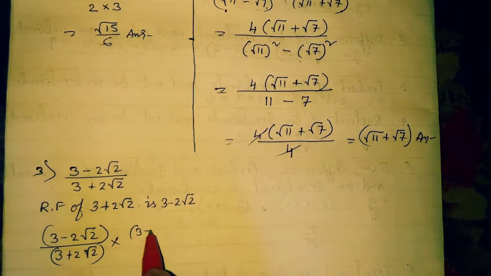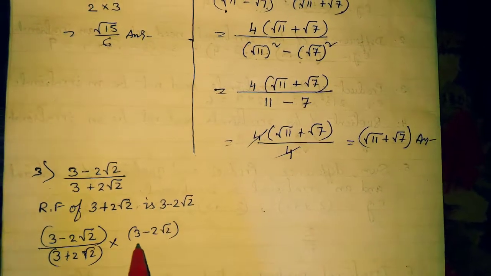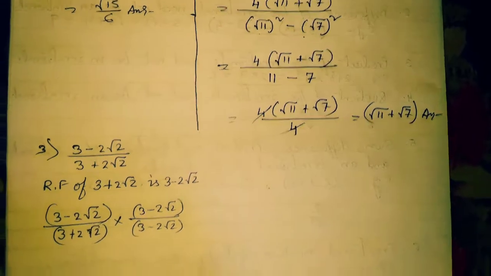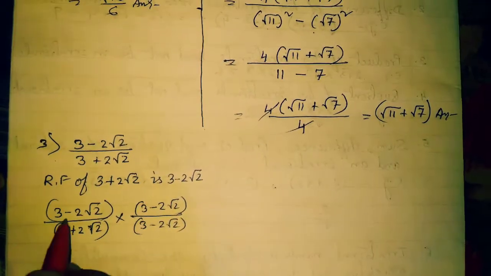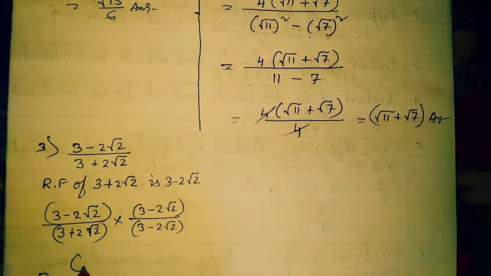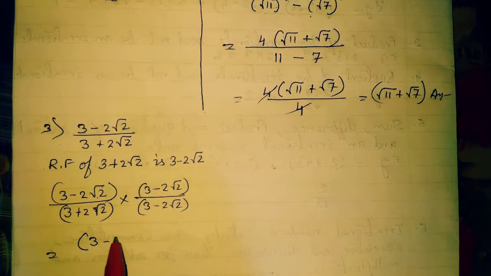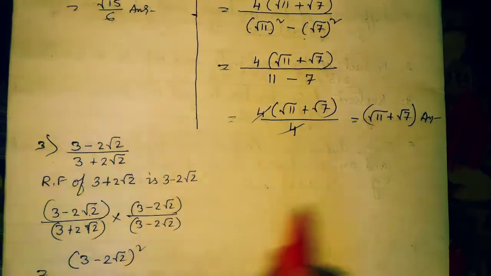So 3 minus 2 root 2, and here also 3 minus 2 root 2. So if you multiply, what will we get here? The numerator is coming what? (a minus b) into (a minus b), so what? (a minus b) whole square. So we'll get what here? (3 minus 2 root 2) whole square.